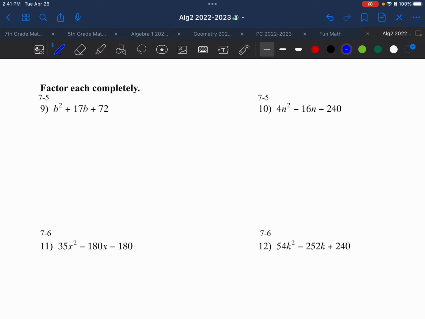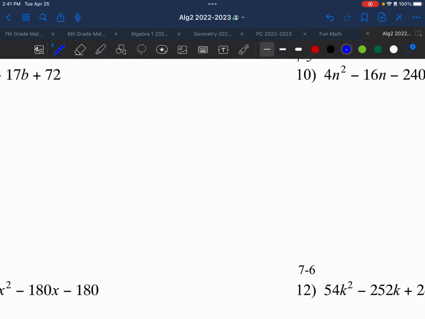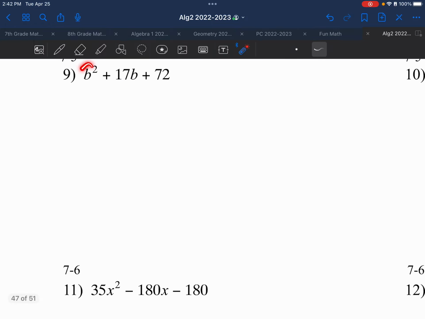And number 9 from lesson 7-5, we're just factoring. And this is a nice one because there's no leading coefficient here. Can I divide each of these terms by a number? And the answer is no, so there's no GCF, greatest common factor, to factor out. I jump straight into the tool, the ninja star. We can say, okay, what two numbers add to 17? So this is the add number. And at the same time, multiply to 72. So this is the multiply number.